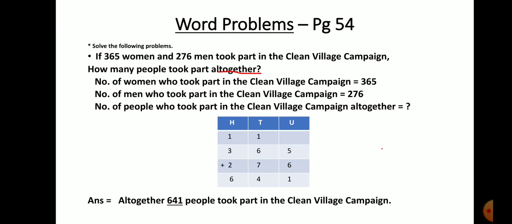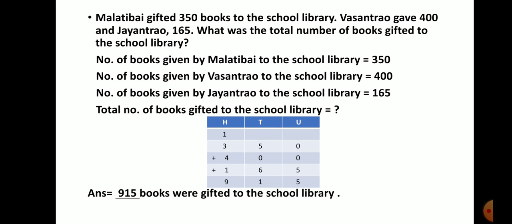Okay boys, now sum number 2. Malati Bai gifted 350 books to the school library. Vasant Rao gave 400 and Jayant Rao 165. What was the total number of books gifted to the school library? Number of books given by Malati Bai to the school library is equal to 350. Number of books given by Vasant Rao is equal to 400. Number of books given by Jayant Rao is equal to 165.